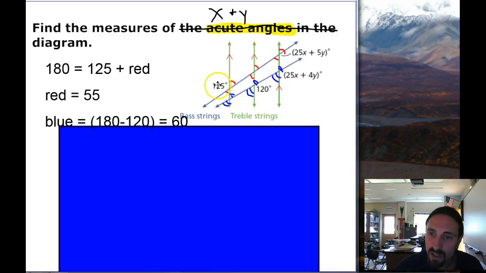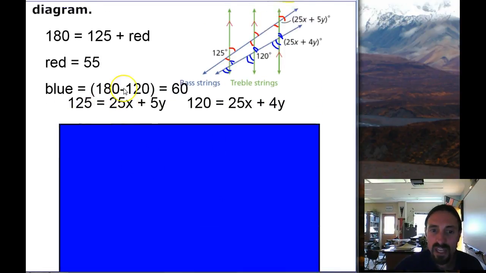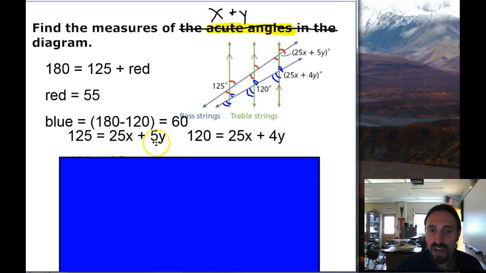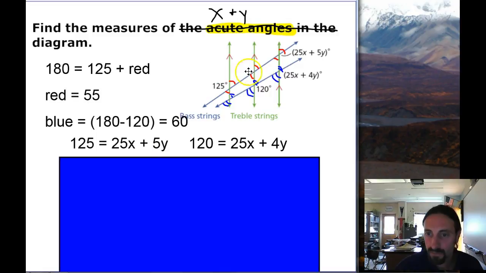Well, 125 corresponds to this angle here. And because these are vertical angles, that means that 125 equals 25x plus 5y. Just slide that down like that. And 25x plus 4y equals 120. So I've actually set up these two equations. Now, this is what we call a system of equations because you've got two variables you have to solve for. And so we're going to try to find a working solution.